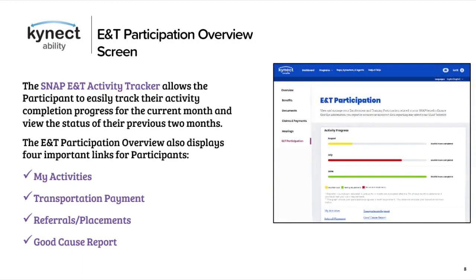The SNAP ENT Activity Tracker allows the participant to easily track their activity completion progress for the current month and view the status of their previous 2 months. The ENT Participation Overview screen also displays 4 links: My Activities, Transportation Payment, Referrals and Placements, and Good Cause Report.